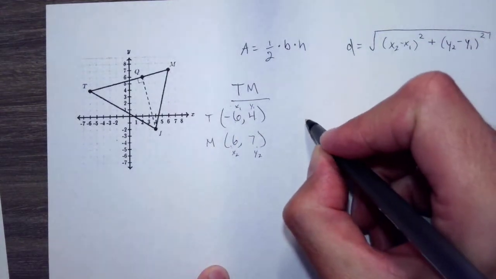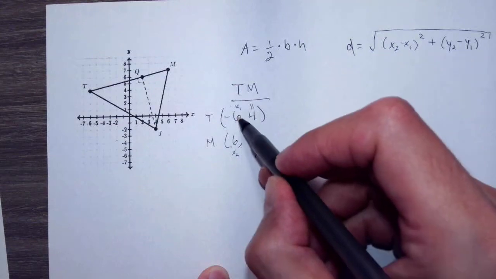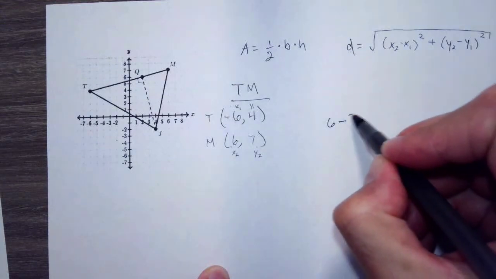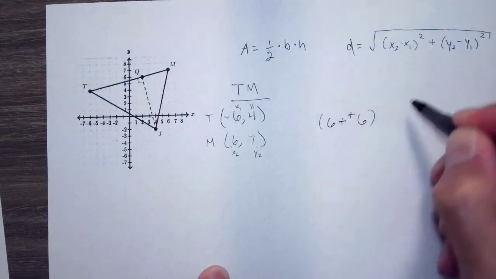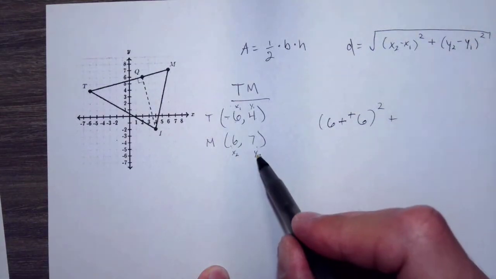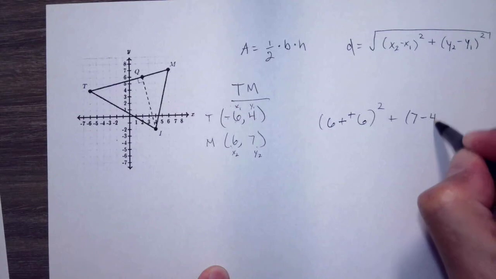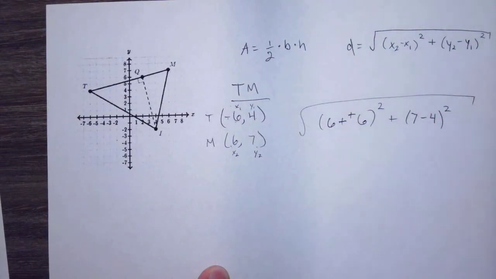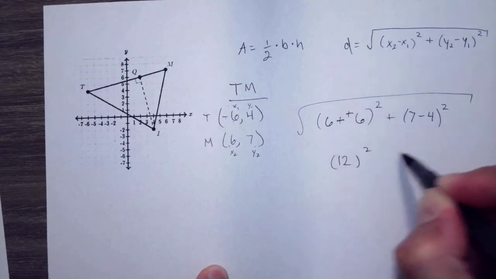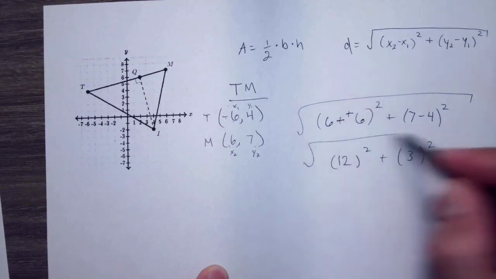So first, I'll do x2 minus x1, so 6 minus -6. You have to keep that negative there. So that changes to plus, and then I'll square that. And then I'm going to add on y2 minus y1, so 7 minus 4. Square that, and then square root everything. So 6 plus 6 is 12. Still need to square it. 7 minus 4 is 3. Still need to square it, and then at the end, square root.